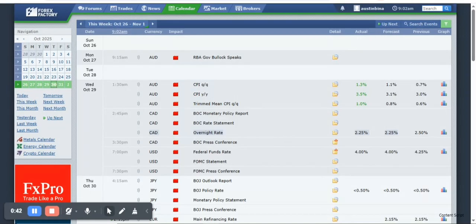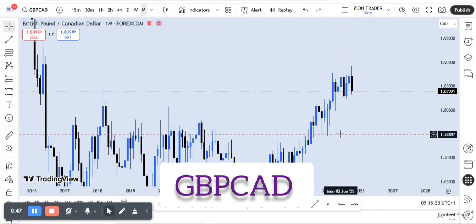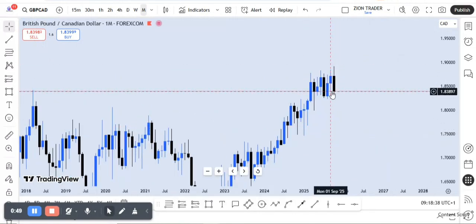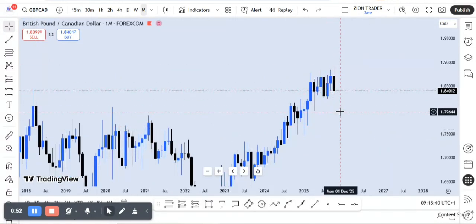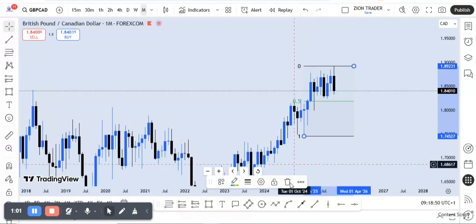So let's just go back to the chart, right? On the chart, we can see overall GBPCAD is still very bullish, and where we are currently is actually more of consolidating, right? But the last structure is still bullish, right? It's still a bullish structure. If we measure from this point to this point, you can see where we still have a bullish structure.